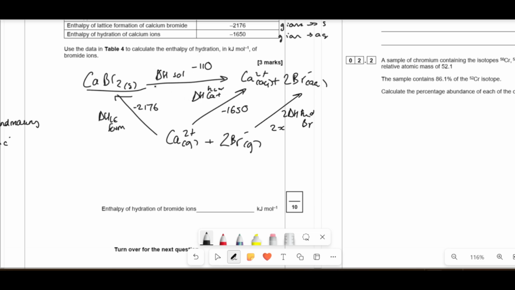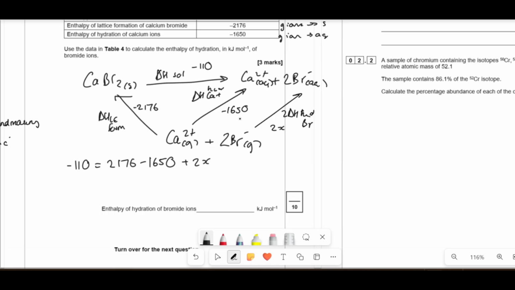So this enthalpy change starts from here and finishes here. So that means if you start here and finish here, no matter what route you take, because of Hess's law cycle, the enthalpy change will be the same. So if we go down here and then back up here, we're still starting here and finishing here. So this enthalpy change means all of that other stuff going on here. So the enthalpy of solution, minus 110, equals, going down this way against its arrow, 2176, flip the sign, and then we're following these, so it's going to be minus 1650 plus 2x, because we don't know what that is.